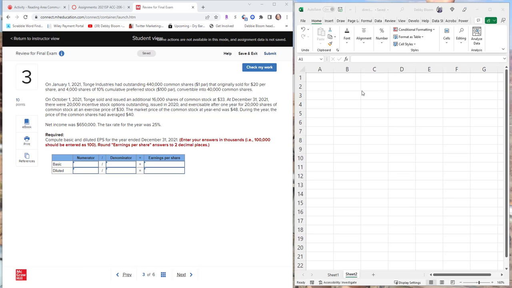We're supposed to compute basic and diluted earnings per share for the year ending December 31st, 2021, and we're supposed to enter our numbers in thousands. So first, for the numerator for the basic, it's going to equal our net income minus our preferred dividends. So net income was given in the problem as $650,000. Now we just have to calculate our preferred dividends.